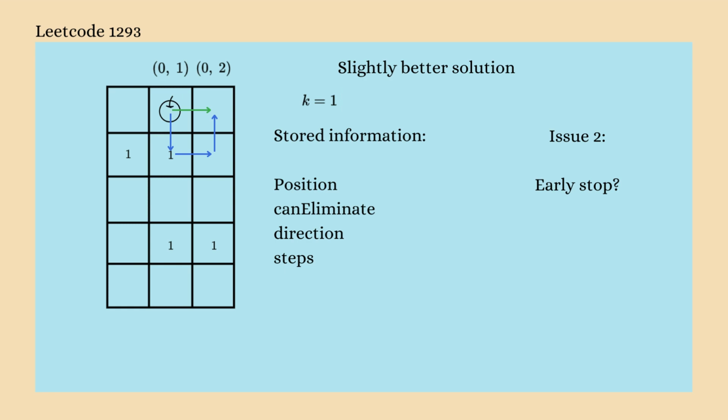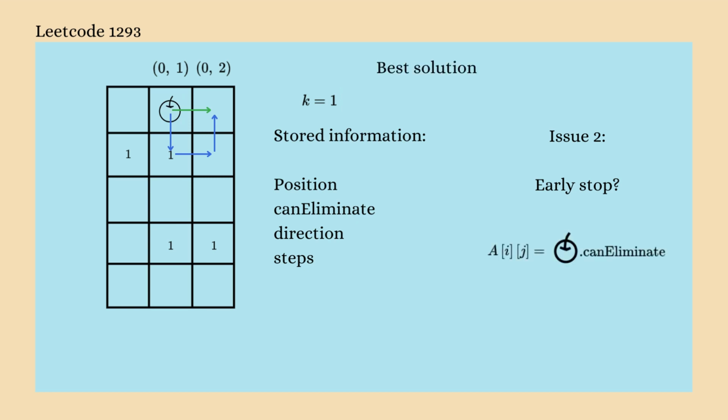Obviously, we do not want the blue path because the blue path takes more time and the blue path passes through more obstacles. So the second issue is how do we get rid of this blue path and give this blue path an early stop. I suggest you pause the video again and think about the solution by yourself.